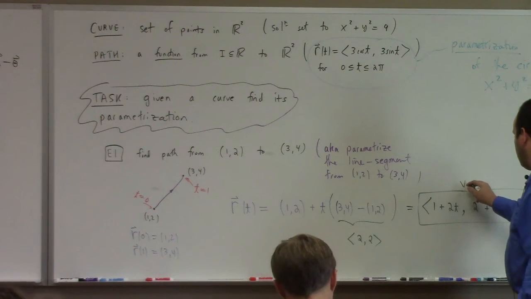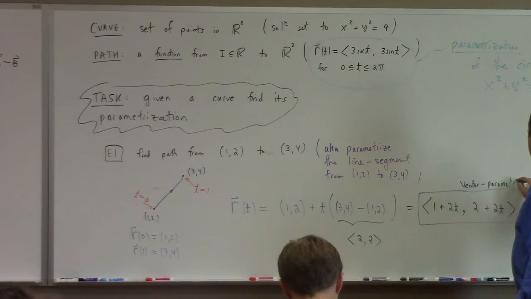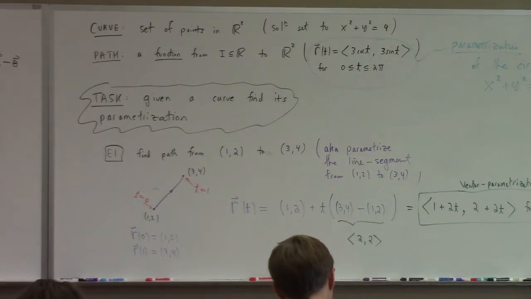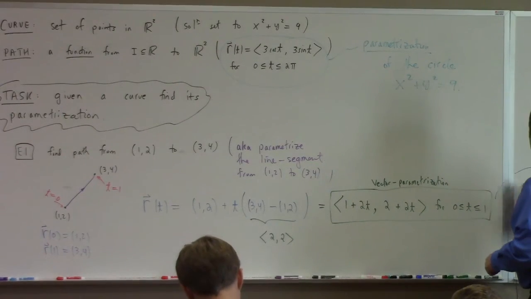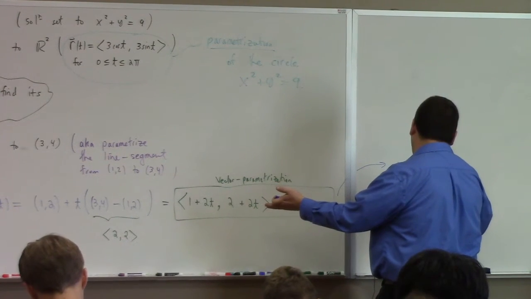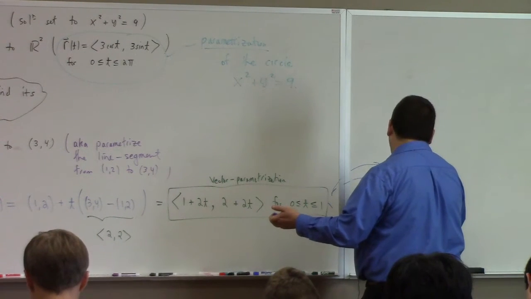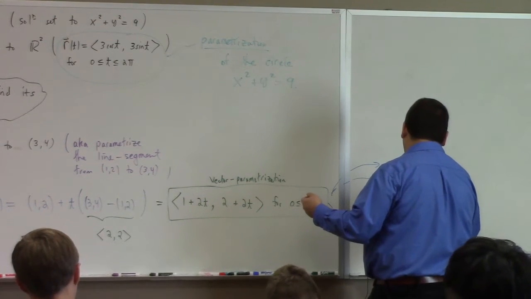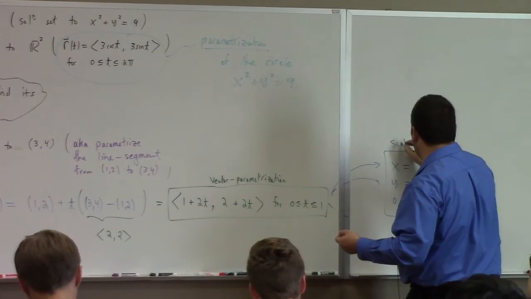So this is the vector parameterization. If I wanted scalar parametric equations, what would the corresponding scalar parametric equations be? In other words, we get x is equal to 1 plus 2t, and y is equal to 2 plus 2t, 0 less than or equal to t less than or equal to 1. Here you go. These are the scalar parametric equations of this line segment.